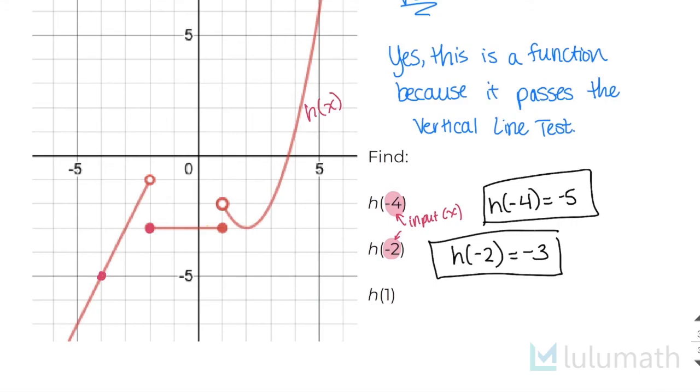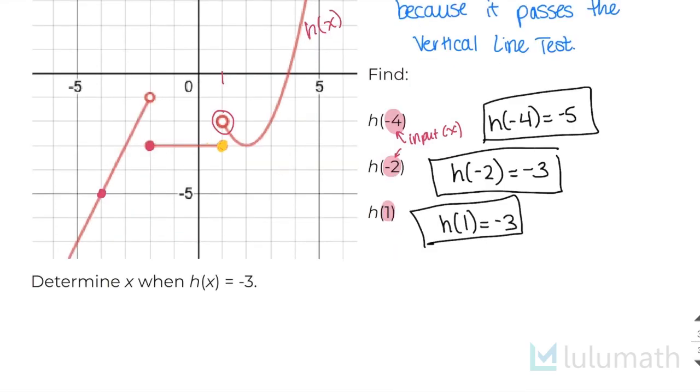And then for our last one, h of 1. Again, 1 is still our input, it's our x value. I will go to 1, and because this is an open circle, it's not defined there, it is not the output, but this is a closed circle, and I can see that my output is -3. So h of 1 is equal to -3.